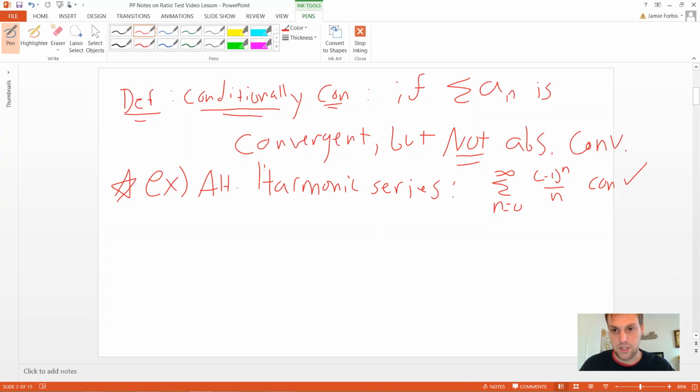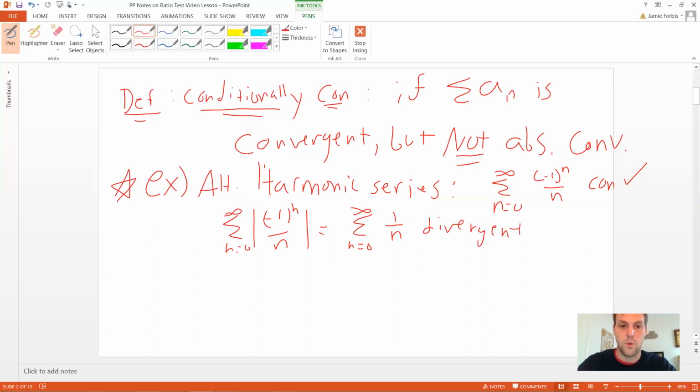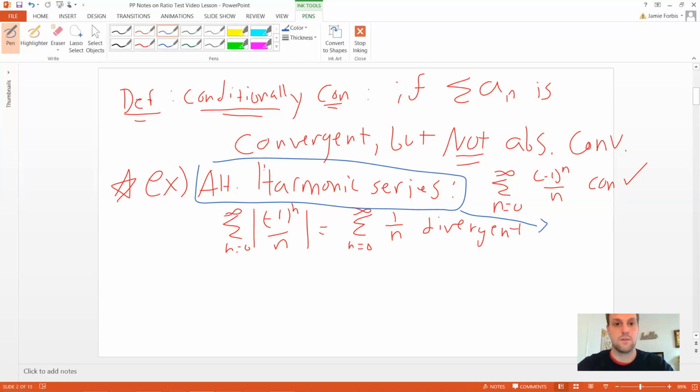Now, to be absolutely convergent, if I were to take the absolute value of that, it still has to remain convergent. So the summation n equals 0 to infinity of the absolute value of -1 to the n over n simply becomes, if you take the absolute value of an alternating series, it gets rid of that -1 piece. It all becomes positive. So taking the absolute value of the alternating harmonic series just becomes the harmonic series. And we know from doing a bunch of proofs with p-series that this is divergent. So what that means is that the alternating harmonic series is only conditionally convergent.